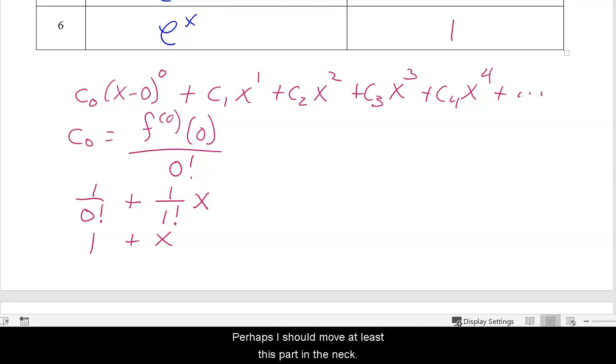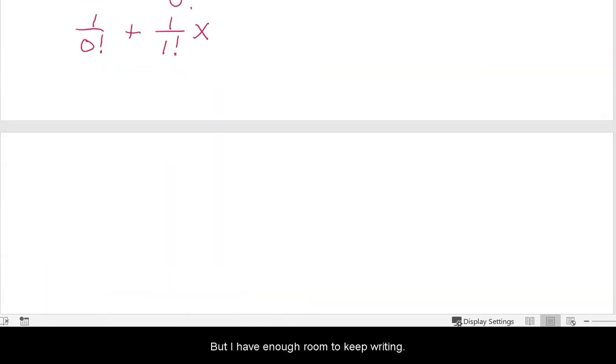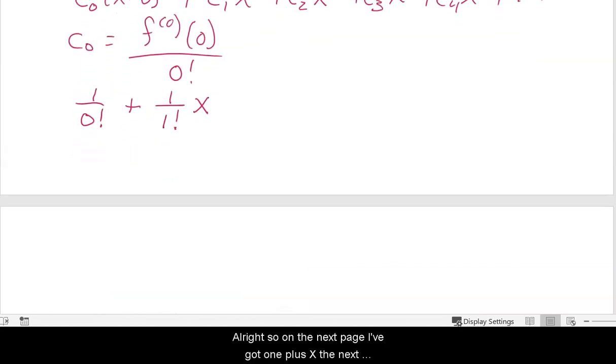And perhaps I should move at least this part to the next page so that I have enough room to keep writing. All right, so on the next page, I've got 1 plus x.